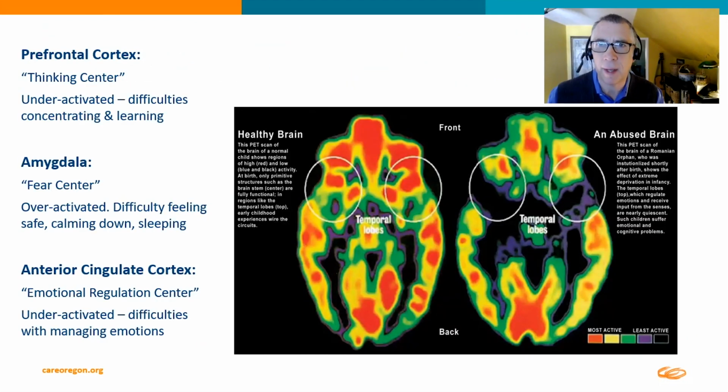Okay, what you see going on here, these are PET scans. On the left is a normal brain of a child, whose brain is still developing, versus on the right, an orphan who had been institutionalized after a lot of deprivation in their infancy. And you can see that those areas of the brain that are incredibly important when our brains are still developing as children. The part that helps you learn or concentrate, the prefrontal cortex. Your amygdala, you need to be able to feel safe, feel calm, be able to sleep normally. And the part of our brain that helps us regulate our emotions.